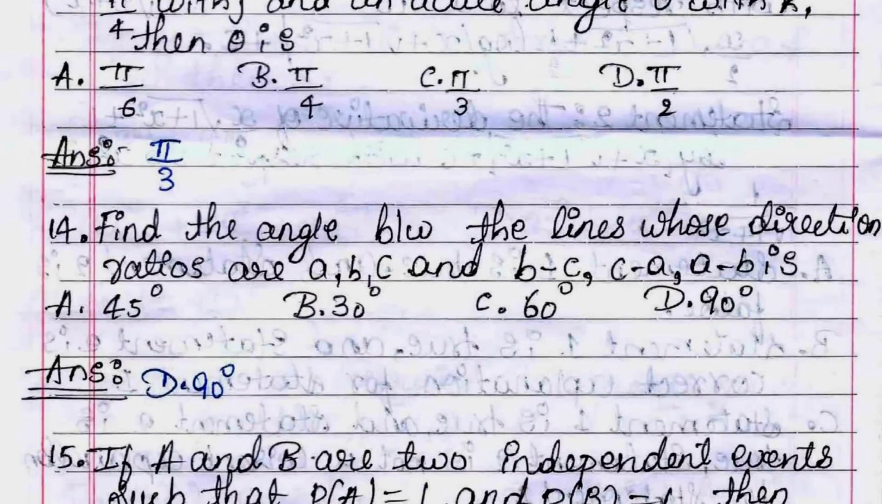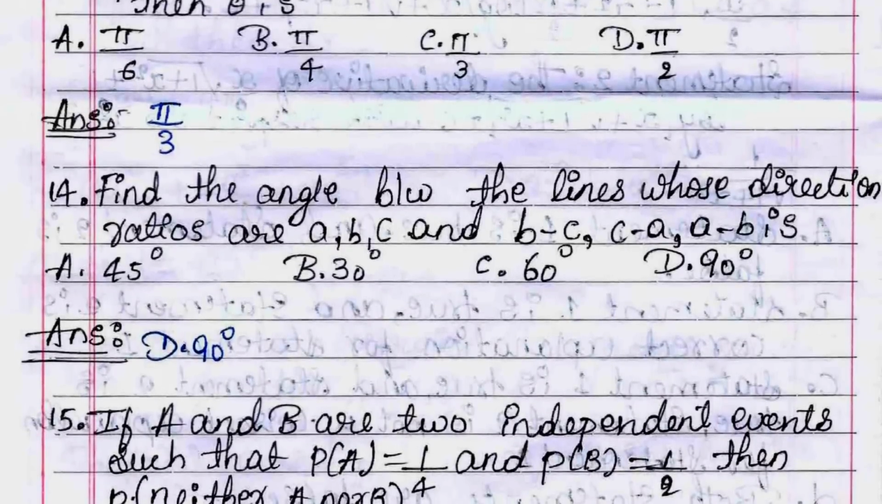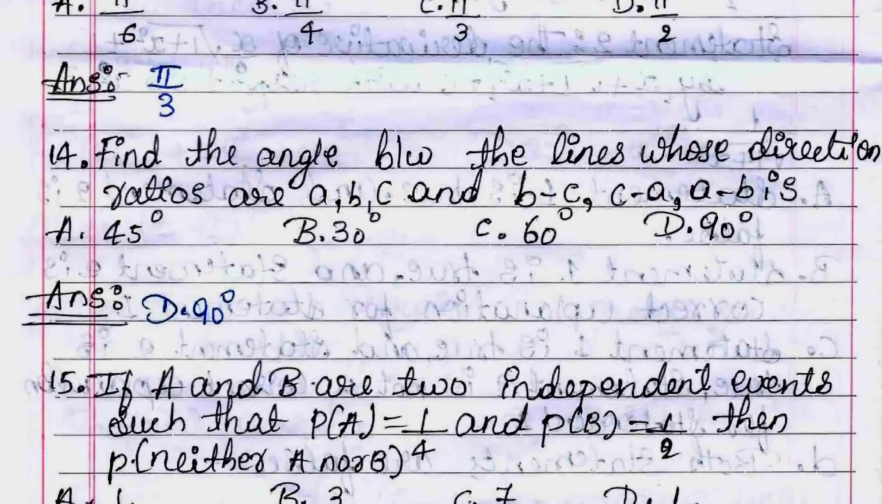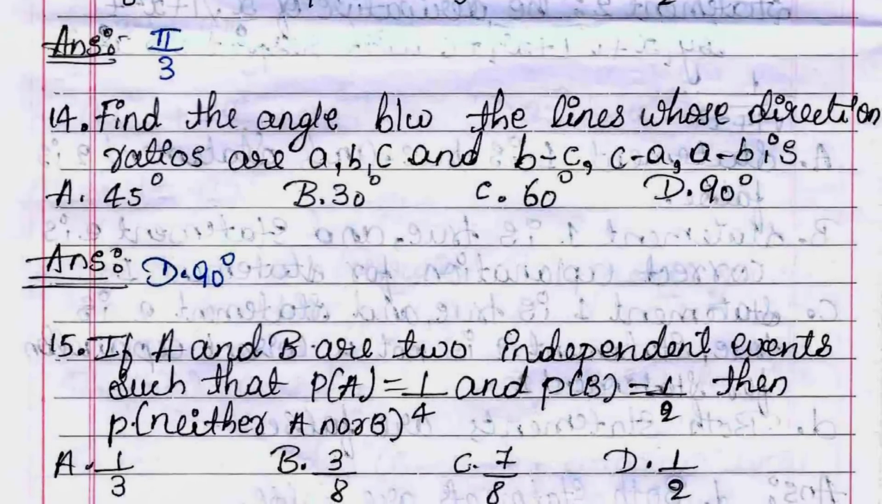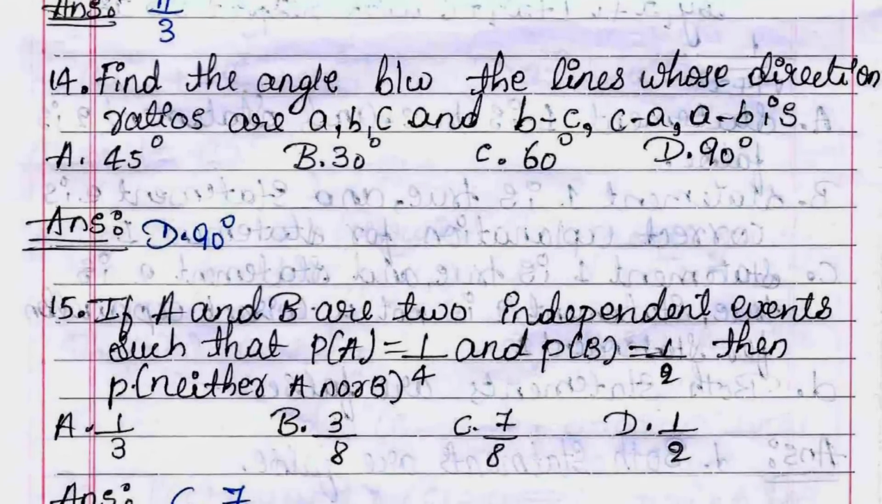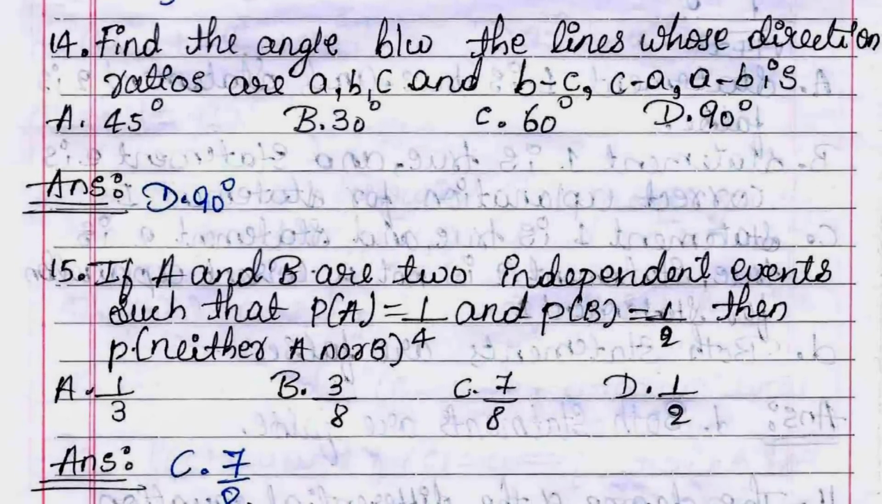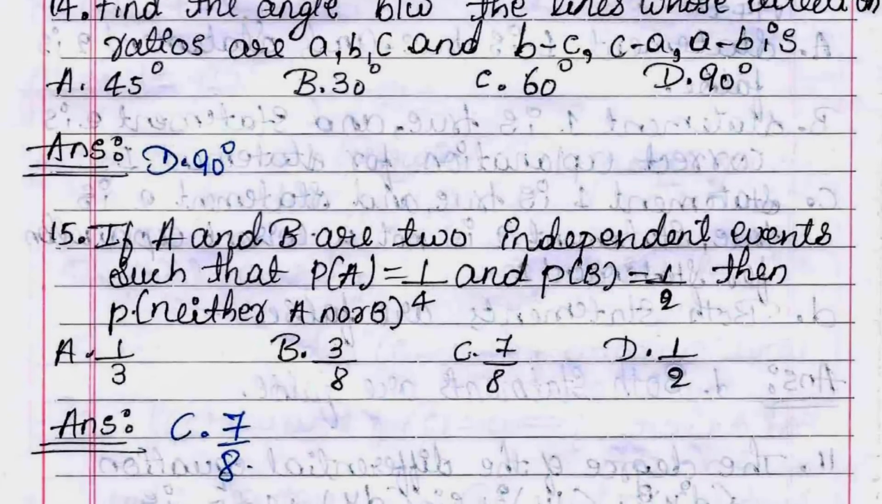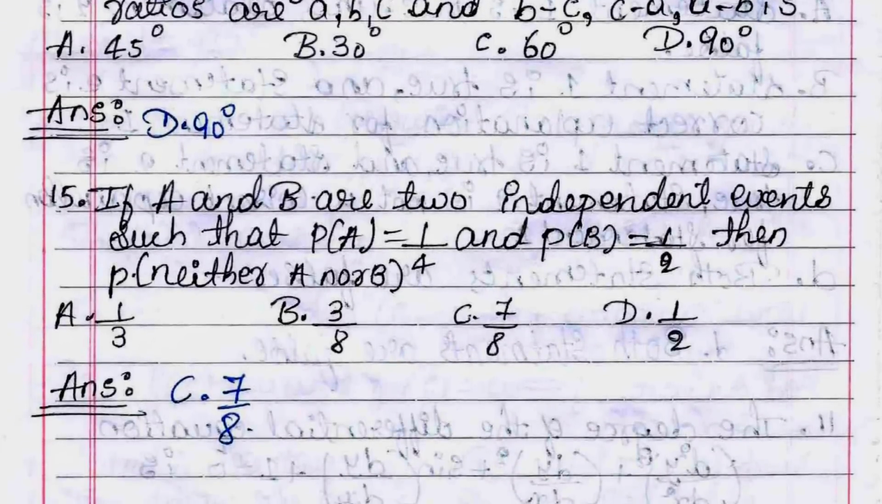14. Find the angle between the lines whose direction ratios are a, b, c and b minus c, c minus a, a minus b. A. 45 degrees, B. 30 degrees, C. 60 degrees, D. 90 degrees, and the answer is D. 90 degrees.